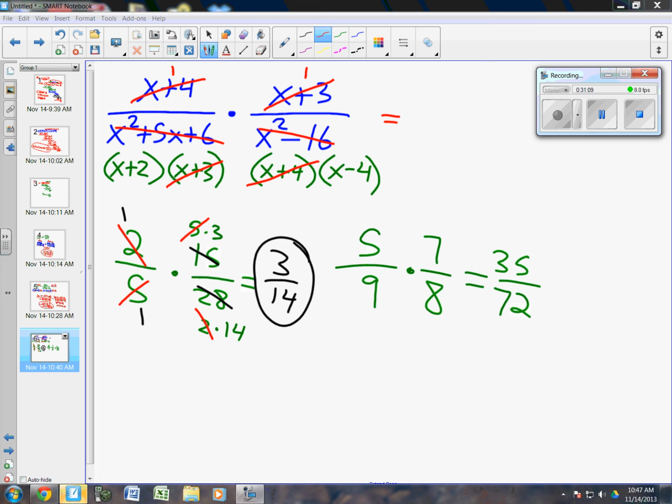So on the top, I have 1 times 1 is 1. And on the bottom, I have x plus 2 times x minus 4. And if you multiply those together, you get x squared minus 2x minus 8. How many of you got that? Excellent. Good job. See, multiplication's a lot easier than addition and subtraction of fractions, of rational expressions. Okay, last one.